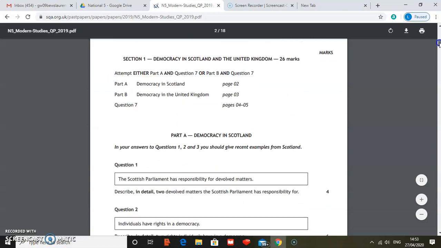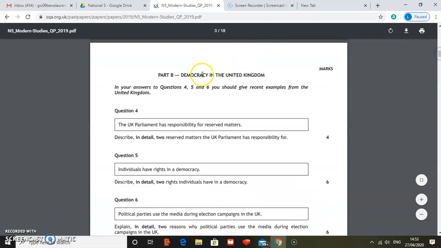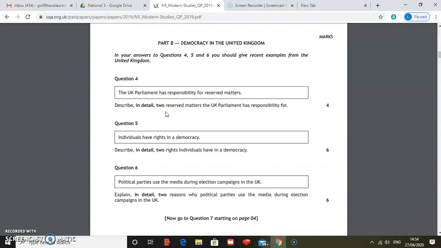So, as said, democracy in the United Kingdom. We go straight to page 3. You'll be looking for it at the top. It'll say democracy in the UK. It'll say part B. And you can see marks on the sides and also your questions. So, question 4 says, describe in detail 2 reserved matters the UK Parliament has responsibility for. So you'd have to give 2 different reserved matters. For example, you might talk about defence, you might talk about foreign affairs. You would then describe what that is, and then finally you give it a relevant example as well. And we'll come on to that when we look at some of the questions as we start the course properly.